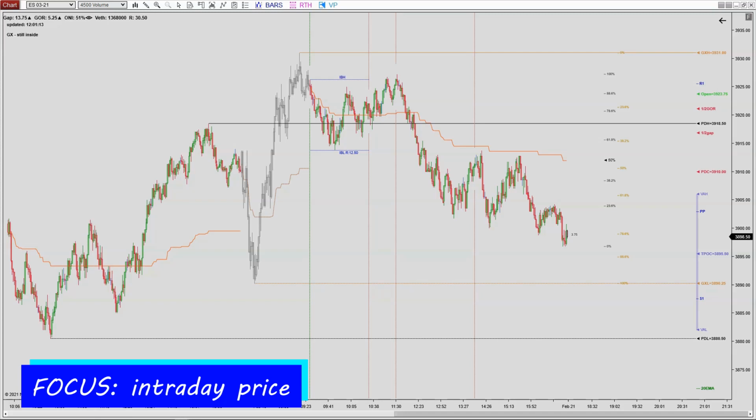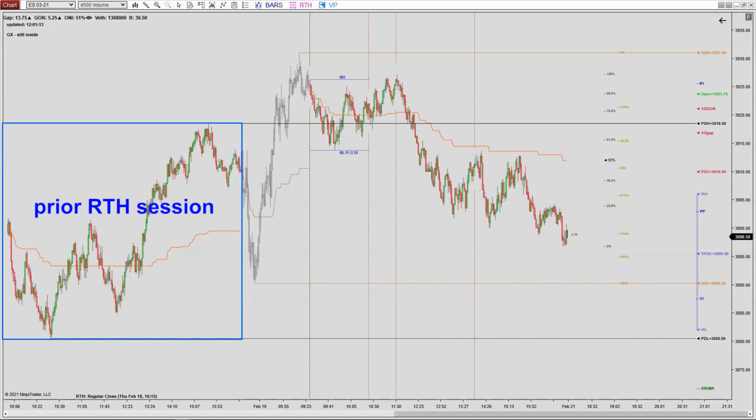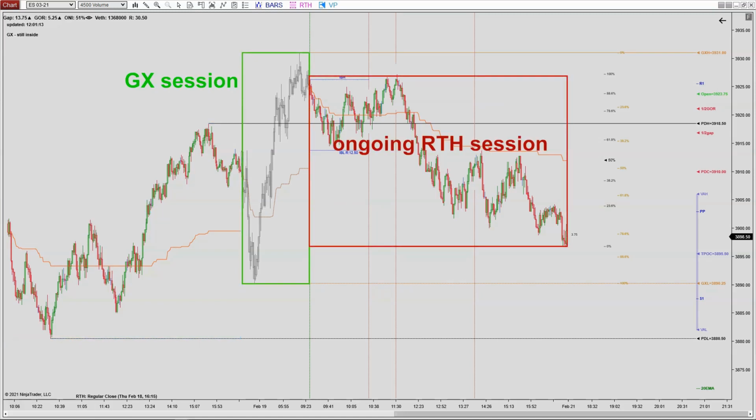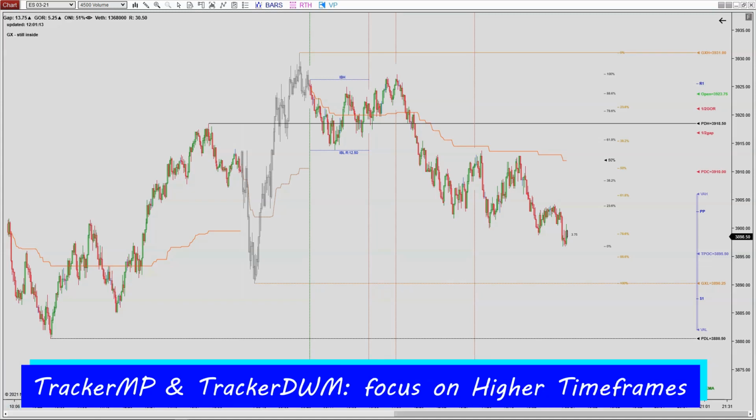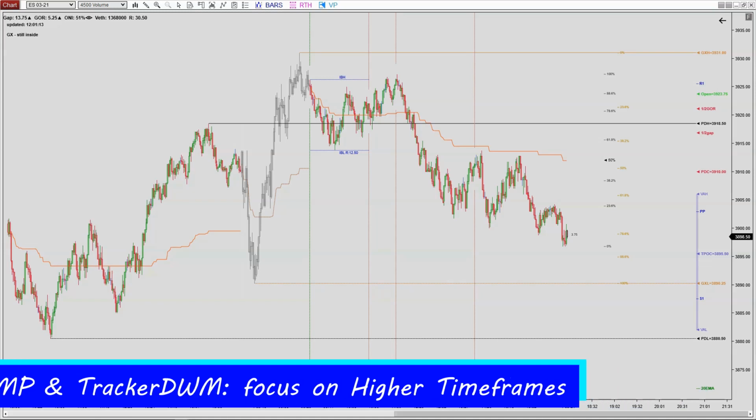As a general statement, intraday price action typically involves the testing of the structures formed during the prior RTH session, the Globex session, and the ongoing RTH session. Price needs to expand outside these three ranges before it can start testing price structures formed in the prior days, weeks, or months. Our Tracker MP and Tracker DWM indicators were designed to assist with trading when price is interacting with the higher time frames.